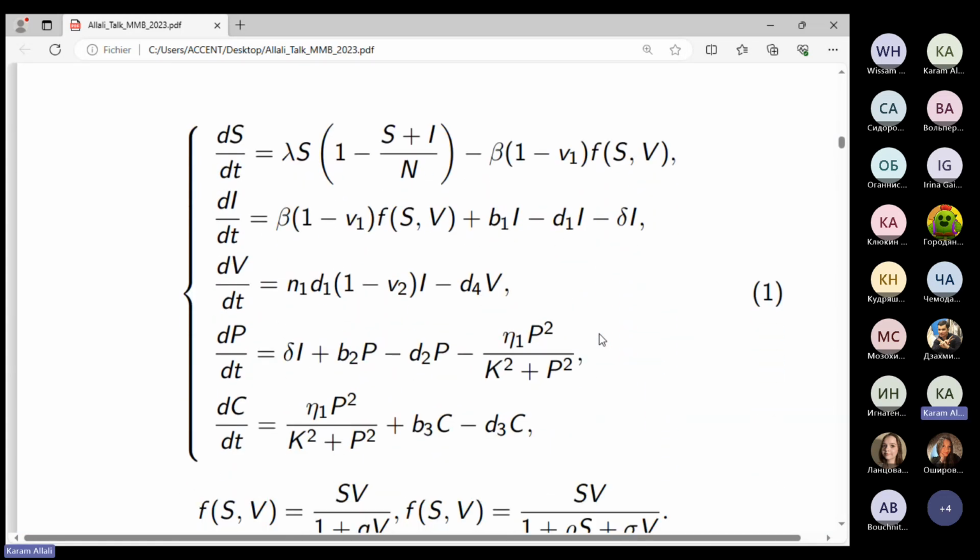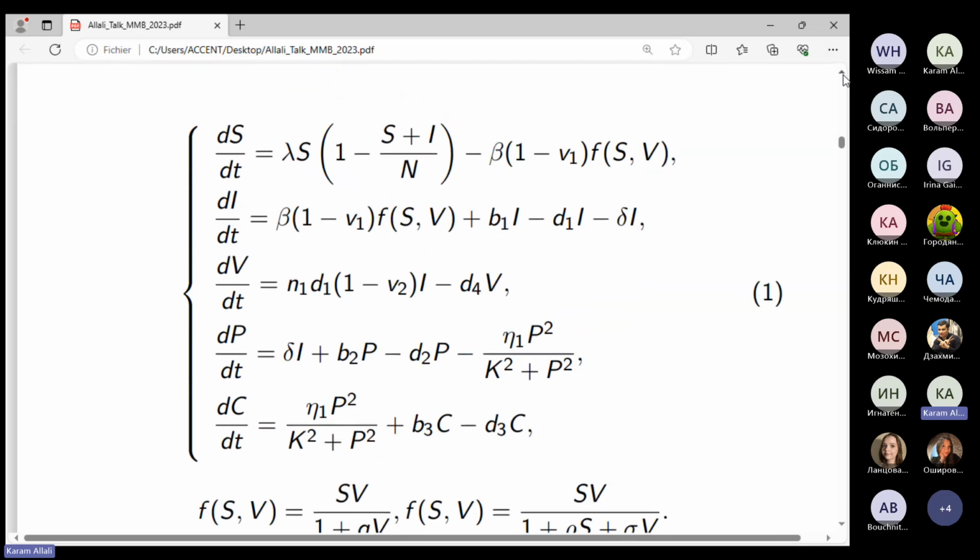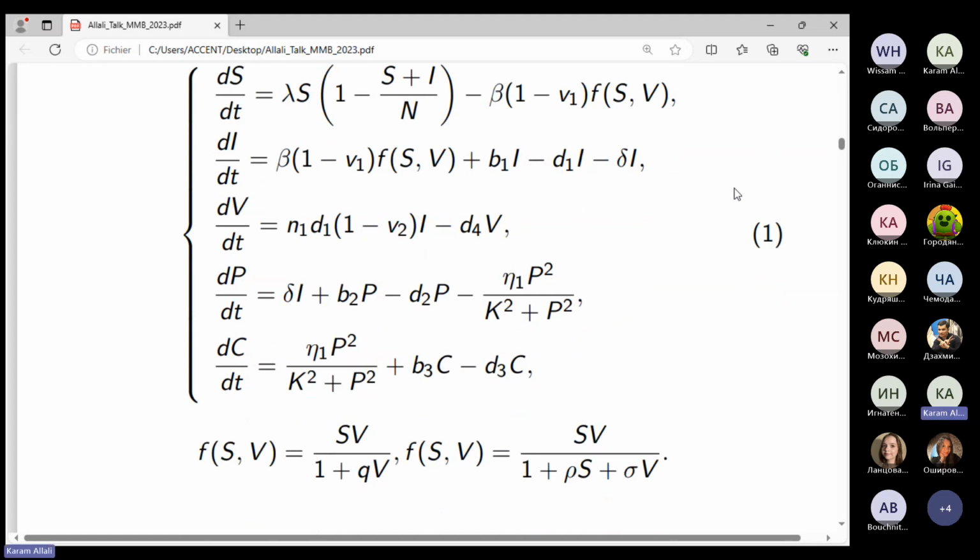The mathematical model is given as follows. The first equation concerns the susceptible cells, while the second equation concerns the infected cells. So we take here logistic growth of susceptible cells. Here the force of infection is F depending on S and V. And you have five compartments.